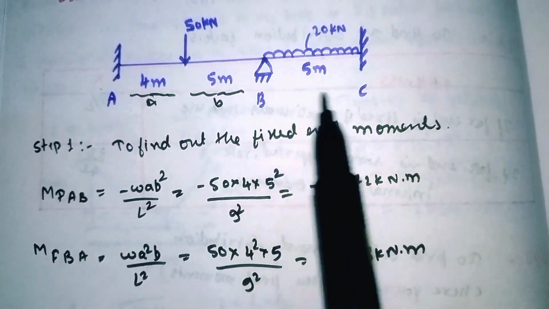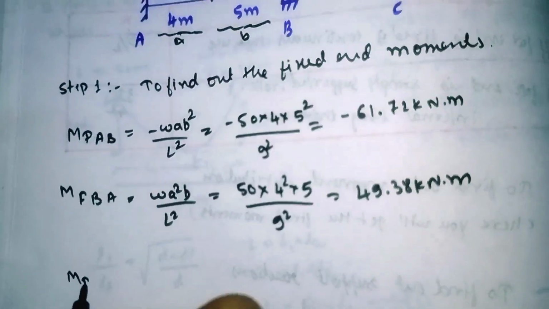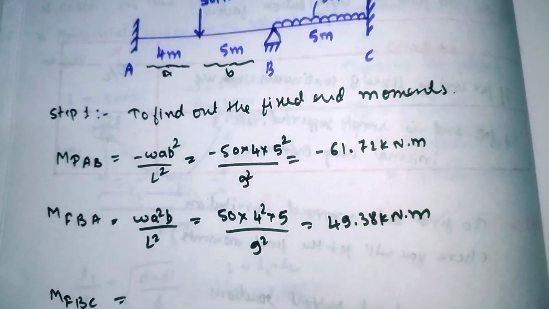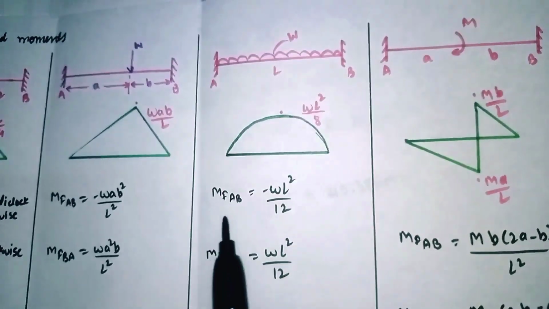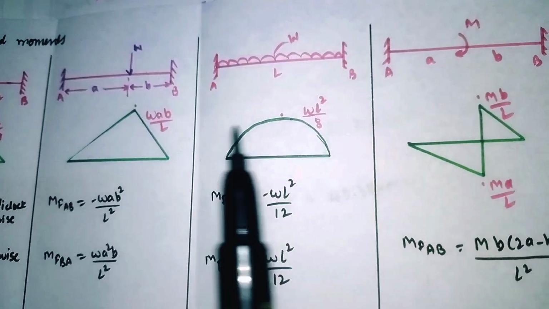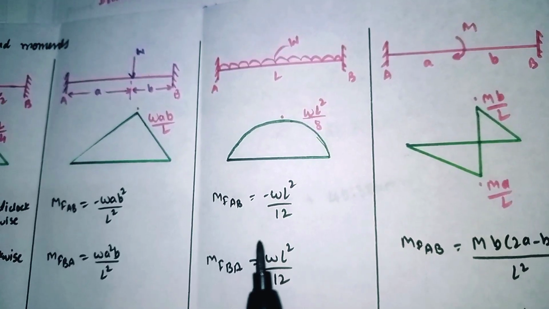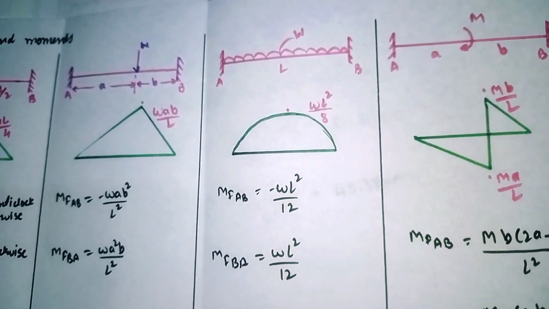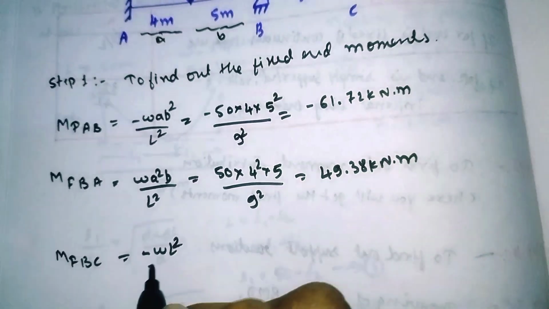And next is span BC. It is carrying the UDL. So for the UDL, calculating the fixed end moment of span BC, we have the formula. For UDL, the formula for A to B is minus W L square divided by 12, and for the fixed end moment for BA, B to A, it is W L square divided by 12. So by using this formula we will calculate the fixed end moment for AB as well as BA for the UDL.